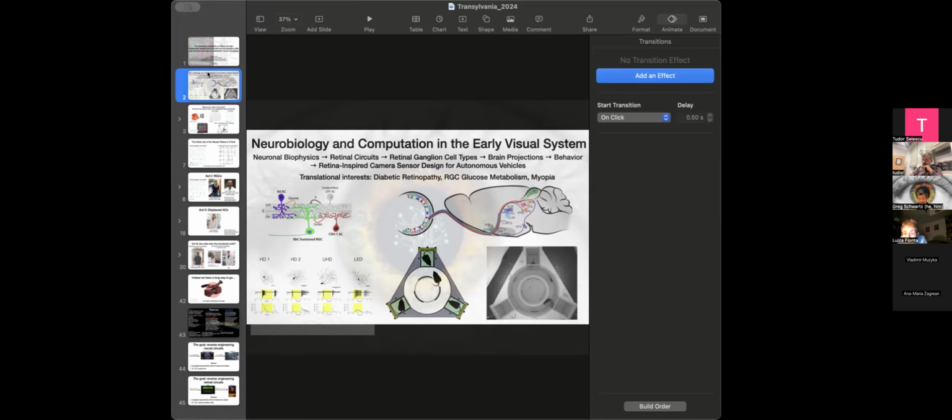So yes, they definitely have direction selectivity. They definitely have starburst amacrine cells. And yeah, it's probably doing similar things and going to similar places in the brain.